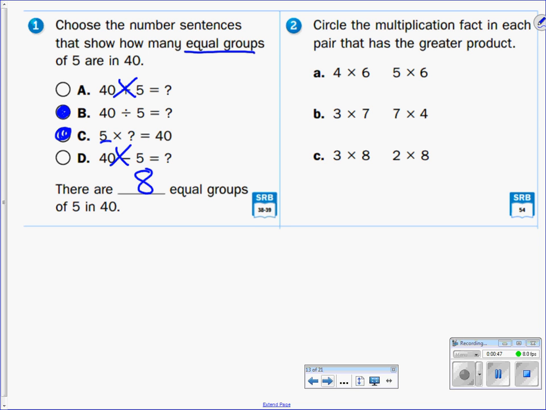Number 2, circle the multiplication fact in each pair that has the greater product. So you would have to check the product of each one. So this would be 24, and 5 times 6 is 30. So the greater product would be here. 3 times 7 is 21. Well, I know I have one more group of 7 here. So that gives me 28. So that one was pretty easy. 3 times 8. Well, I know that 2 times 8 is 16. And here I have one more group of 8. So 3 times 8 is 24. So my greater product is on 3 times 8.